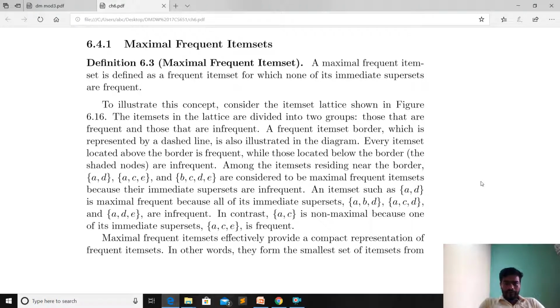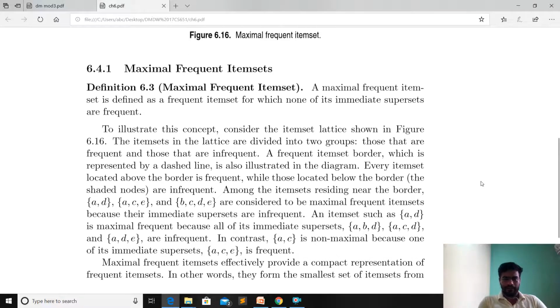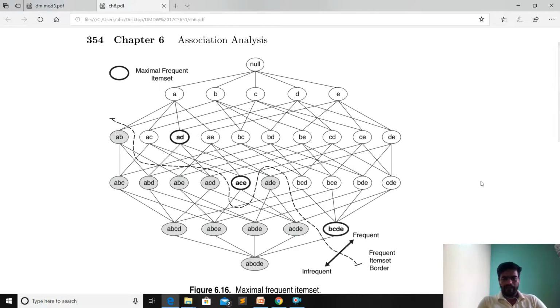What is the definition? Which set do you call a maximal frequent item set? A maximal frequent item set is defined as a frequent item set for which none of its immediate supersets are frequent. To illustrate this concept, consider the lattice structure shown in Figure 6.16.